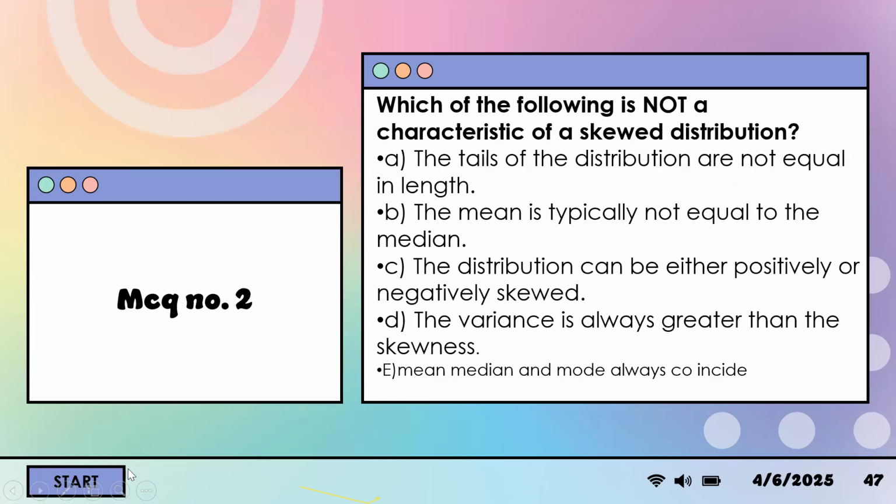So coming on to MCQ number 2, which of the following is not a characteristic of a skewed distribution? The emphasis is on not. The tails of the distribution are not equal in length. The mean is typically not equal to the median. The distribution can be either positively or negatively skewed. The variance is always greater than the skewness, and mean, median, and mode always coincide. So here the variance is D. The variance is always greater than the skewness. So the answer would be D.